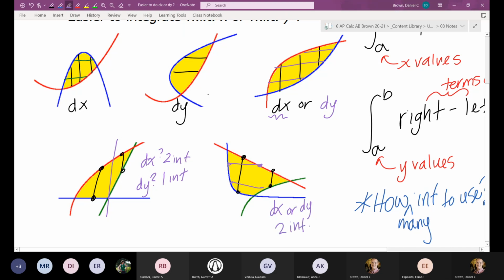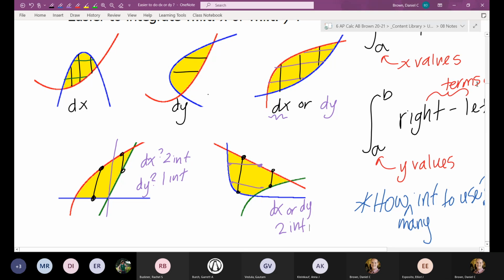Again, is there anything wrong with using two integrals? No, it's going to give you the same answer, but it's just going to be a little bit more work to get to that answer. Now, sometimes it will tell you to set it up with respect to a certain variable, then of course you wouldn't have a choice. You would need to set it up to that variable.